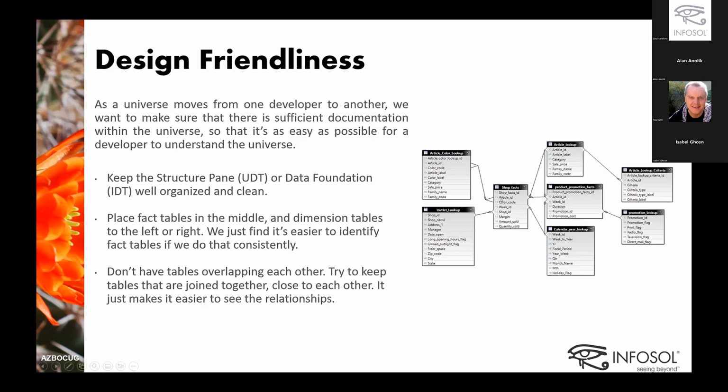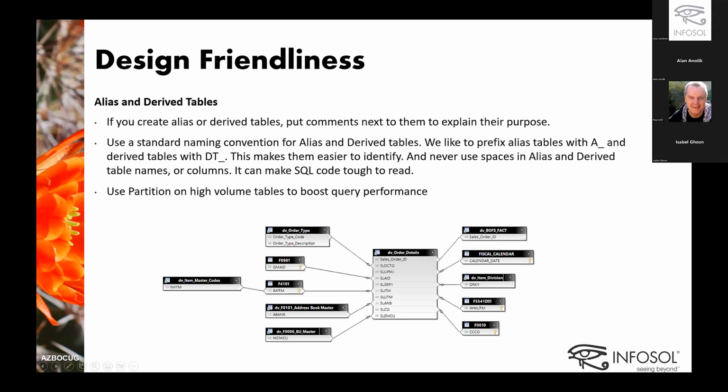So one tip I have is I like to put the fact tables in the middle and then the dimension tables on the left or right of the fact tables. And then don't have your tables overlapping each other. Try to keep the tables that are joined together close to each other. It just makes it easier to see the relationships.